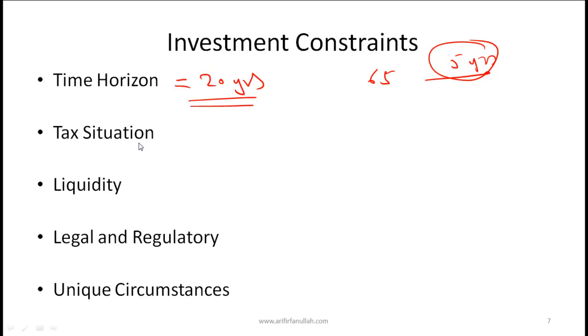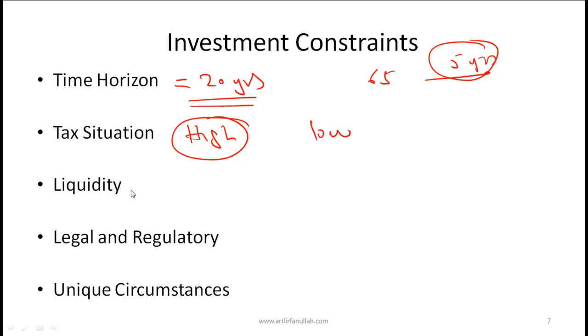Next is tax situation. This is the tax situation of your client. Some clients might be in a high tax bracket, others might be in a low tax bracket. By understanding your client's tax situation, you can help him or her determine what investments to make. Someone who is in the high tax bracket, for example, might be well served investing in municipal bonds, which are tax exempt.